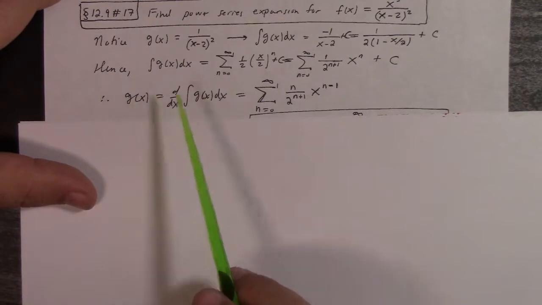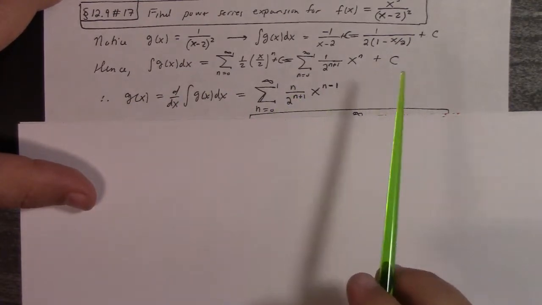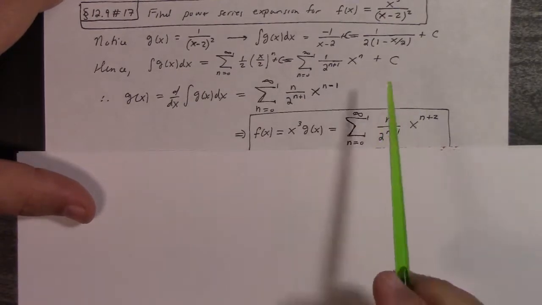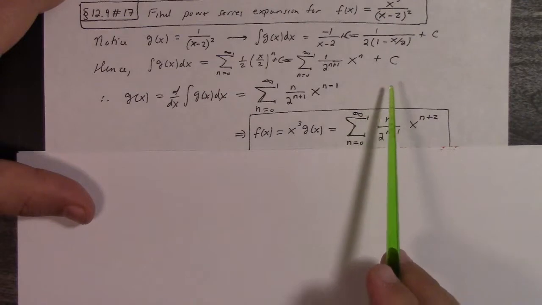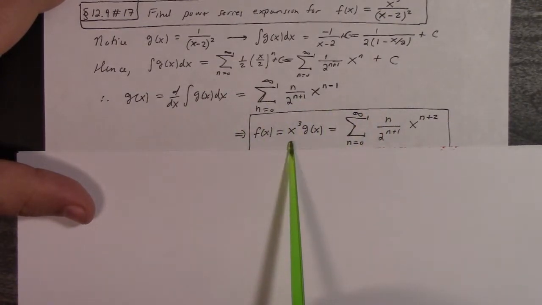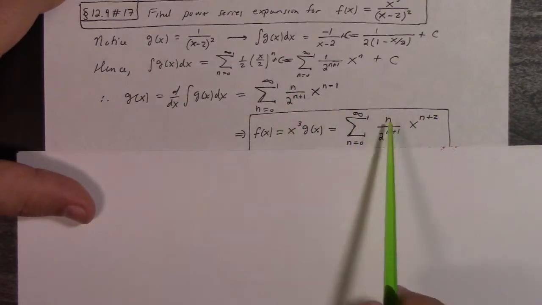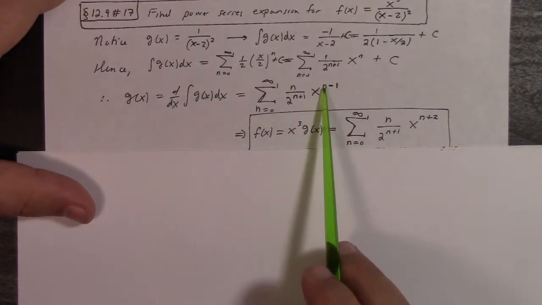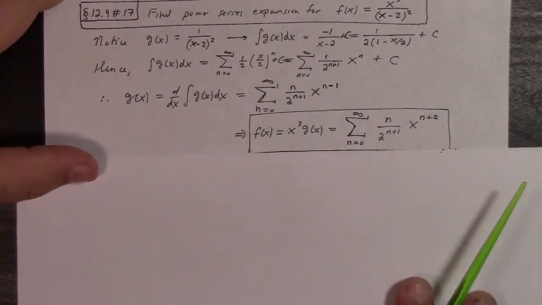So the g of x is actually n over 2 to the n plus 1 times x to the n minus 1. Great. So then I take that g of x, I multiply by x cubed, and there you have it. You notice what happens: the n over 2 to the n plus 1 stays the same, and then that becomes x to the n minus 1 plus 3, which is n plus 2. And there you have it.